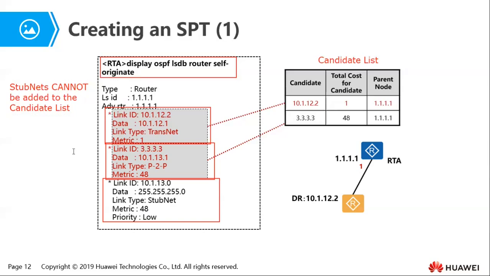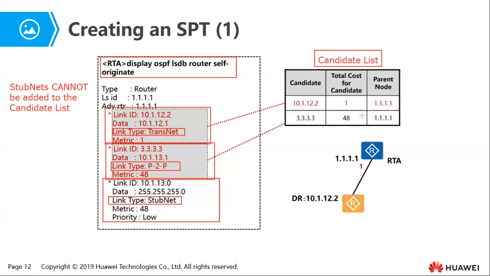Okay, so stubnets cannot be added to the candidate list. The only links that can be added to the candidate list are the transnet and the point-to-point link types. If you're a stubnet, this link is simply used to describe the network, so you cannot be added on the candidate list. I hope that is clear.